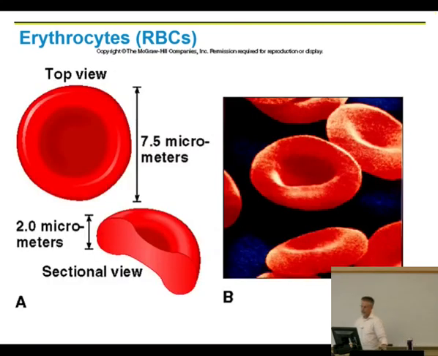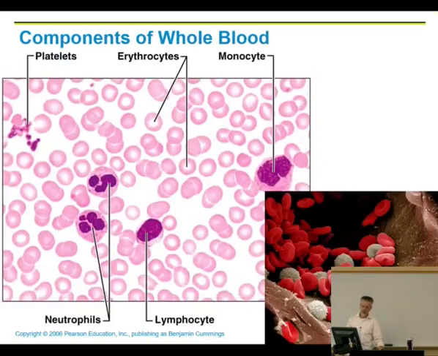So we've seen them. They kind of look like donuts, except it's not a hole in the center. It's just kind of squinched in the center like that. And they think that that shape is adaptive because it gives them more surface area to hold more hemoglobin rather than just a circle like that.